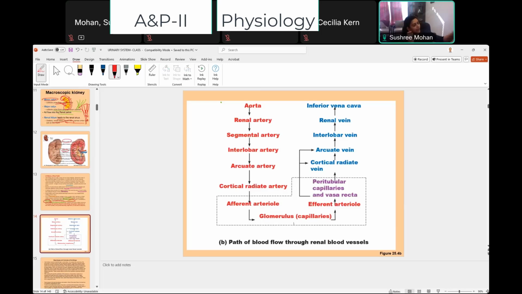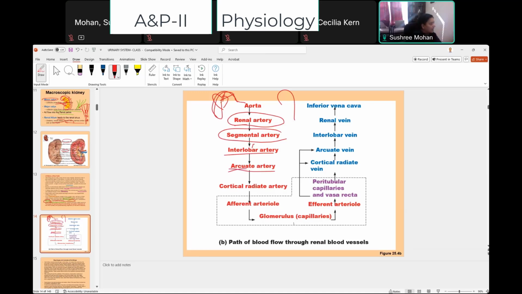This sequential concept map is going to give you a clear picture of the direction of blood. Aorta means it is coming from the heart, okay? So from the lungs, left atrium, right atrium, and then it comes through the dorsal aorta. I'm talking about the dorsal aorta. From the heart it comes to the renal artery, segmental artery, interlobar artery, arcuate artery.